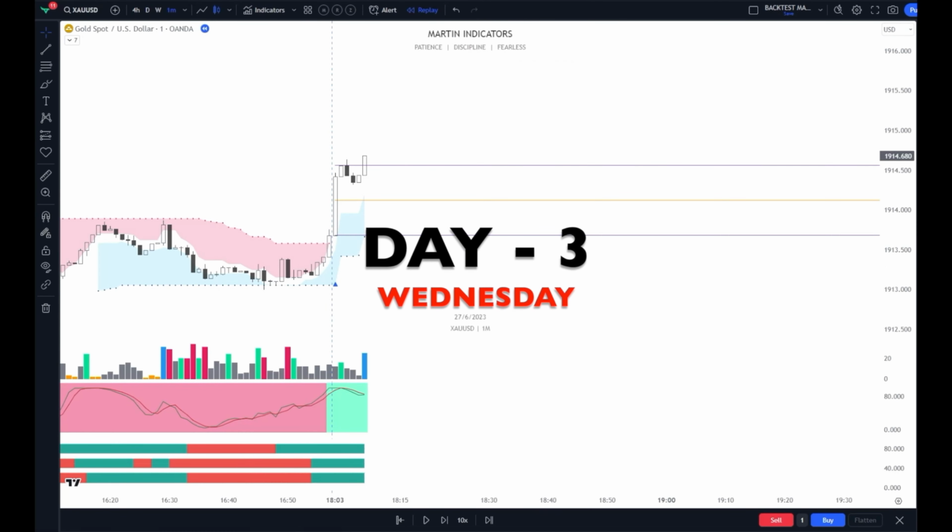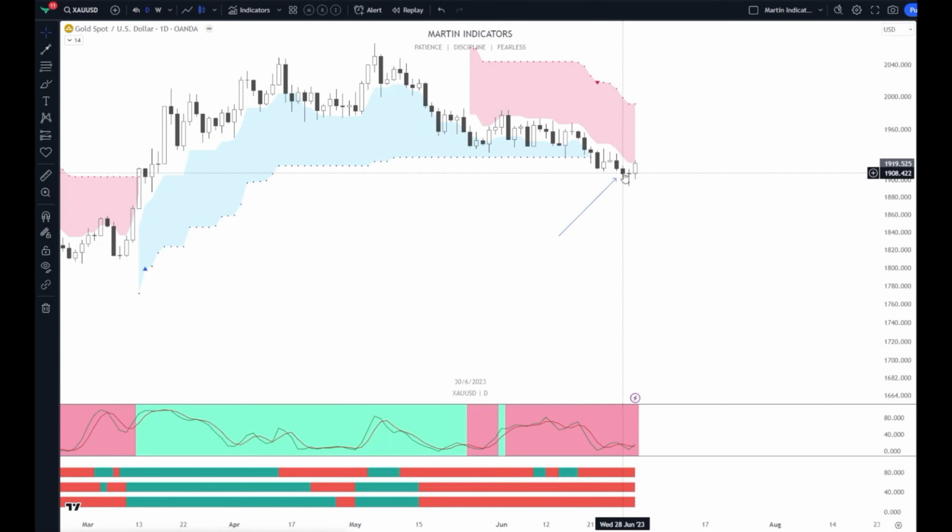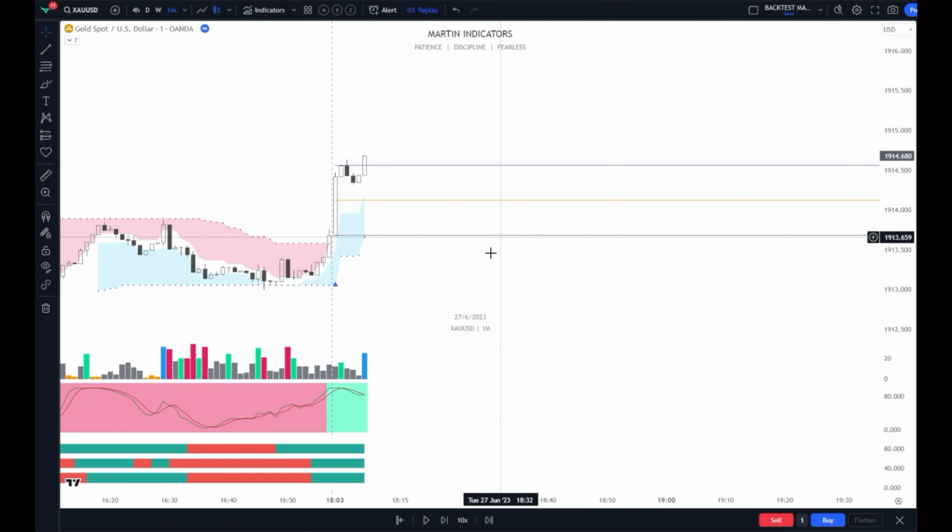All right, day 3, Wednesday. So let's see how the candle looked on Wednesday. This is the candle of Wednesday. So we had a small bearish candle. So let's see the backtest. So we have a start up today.